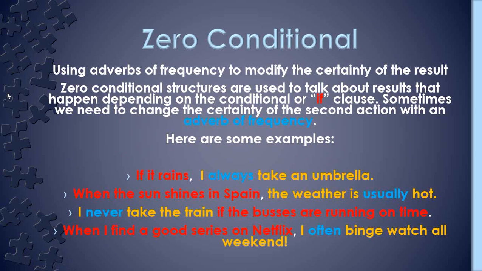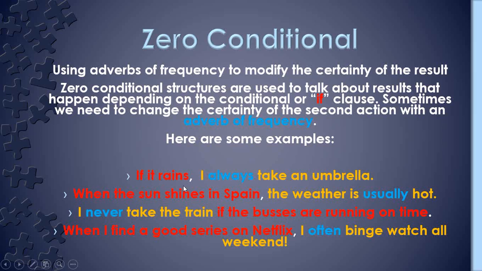Now, in this kind of sentences, in zero conditional, we can also use adverbs of frequency to modify the certainty of the result. The zero conditional structures are used to talk about results that happen depending on the conditional or if clause. Sometimes we need to change the certainty of the second action with an adverb of frequency. So let's see these examples.